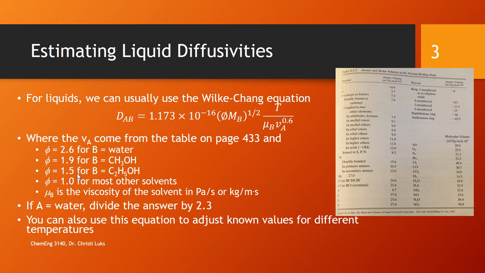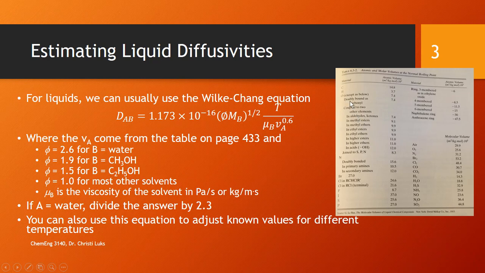Temperature is going to be in Kelvin. We're going to divide that by the viscosity of the solvent. And the units on that need to be pascal-seconds or kilograms per meter per second. And then we're going to divide that by V sub A to the 0.6 power. So V sub A is kind of an equivalent molar volume based on functional groups. And table 6.2 has the information you need. This is on page 433 of our textbook. And you can find these various values.